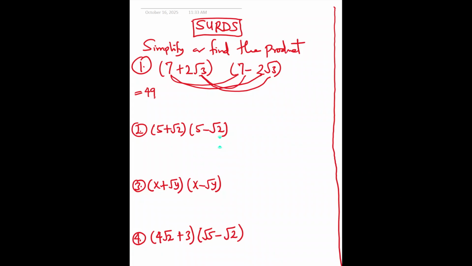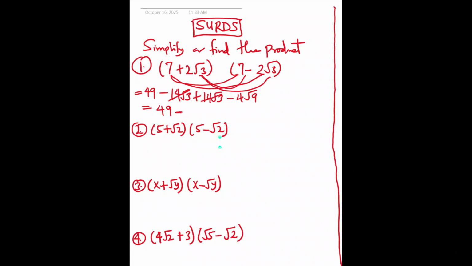So if we do 7 times 7, we get 49, right? And then 7 times minus 2 root 3 will give us minus 14 root 3. And then 2 root 3 times 7 will give us plus 14 root 3, right? And 2 root 3 times minus 2 root 3 will give us minus 4 root 9. So this one will cross out each other to give 0.